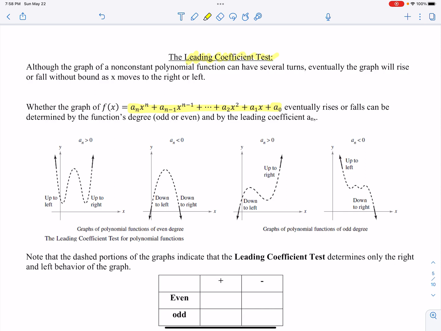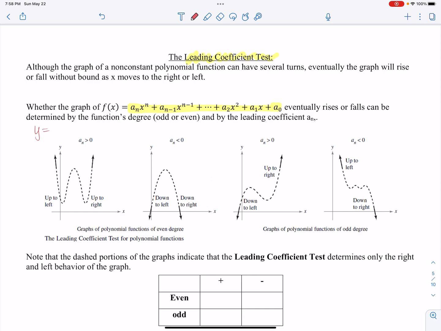So as we said a moment ago, if it's even, both ends will go up, and if it's odd, the ends go in opposite directions. However, that wasn't really totally accurate because they were all positive, right? The leading coefficient, they were all just x to the power of something.